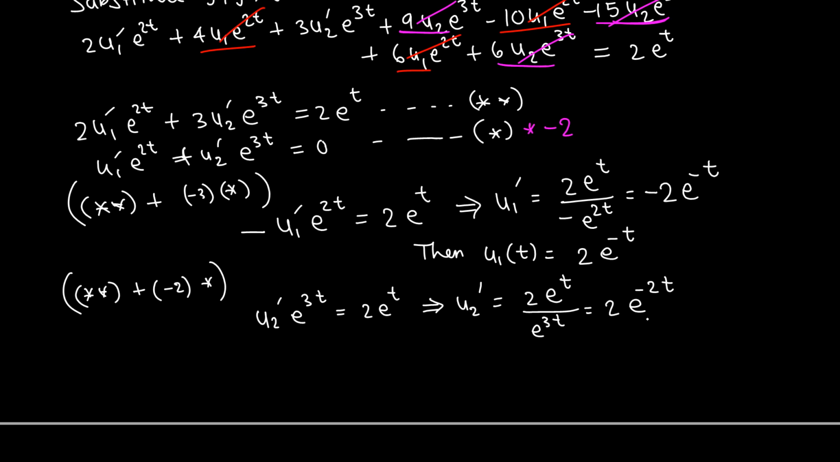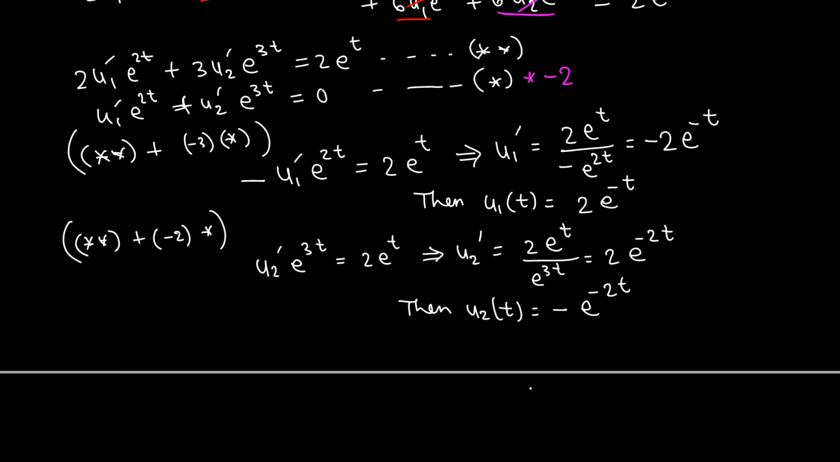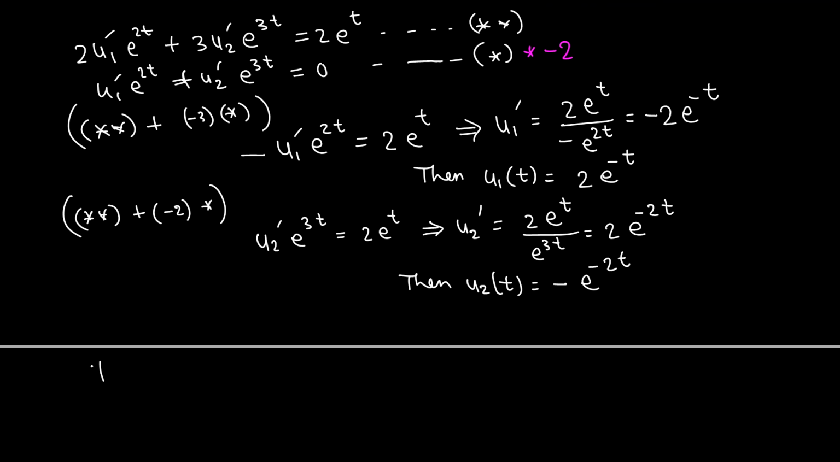Now integrate both sides with respect to t. We get u2 as a function of t. So the integral of the derivative is itself divided by -2. -2 and 2 just -1 e to the -2t, plus c is not needed. Okay, so we have now u1 and u2.